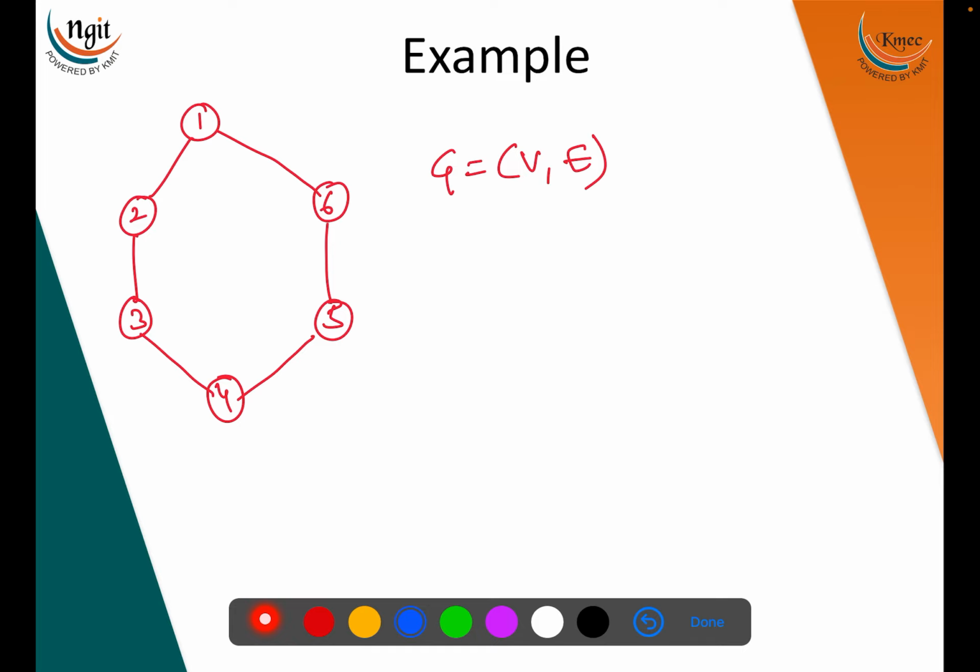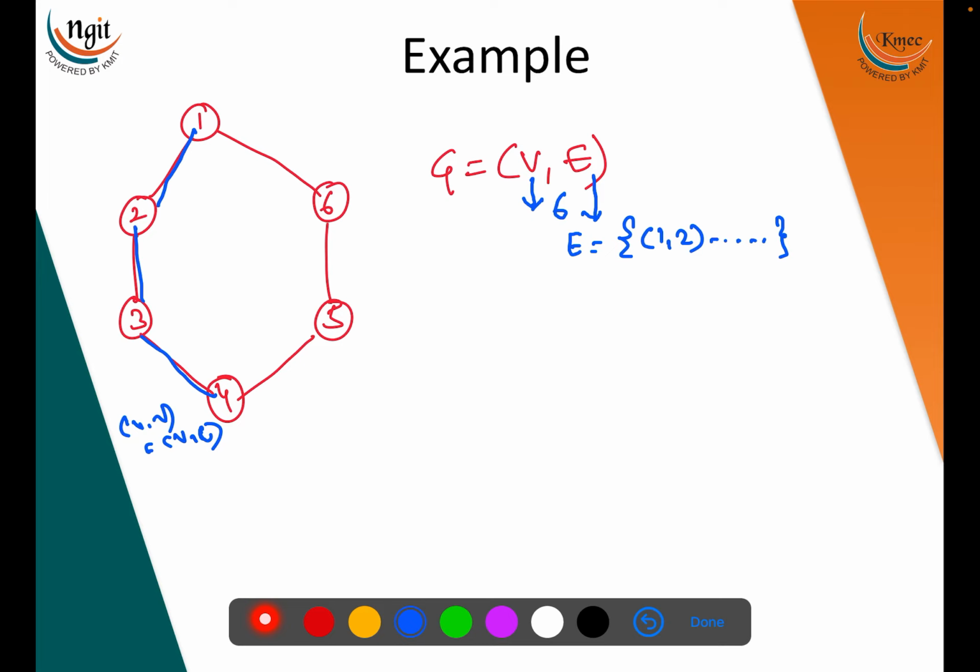Here in the example, G is equal to V comma E. How many vertices are you able to see? 6 vertices, correct? How many edges are you able to see? Those edges are nothing but pairs, right? That means you can write 1 comma 2, 2 comma 3, 3 comma 4 and so on. As it is an undirected connected graph, that means U comma V is equal to V comma U. So 1 comma 2 is possible, 2 comma 1 is also possible. So you can write all the edges that are possible in this graph.